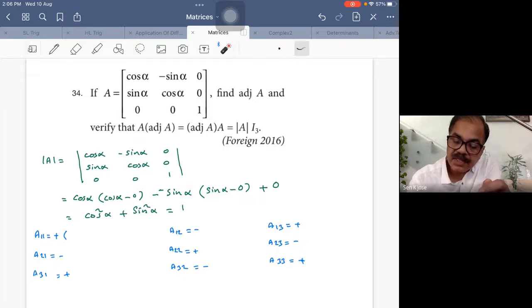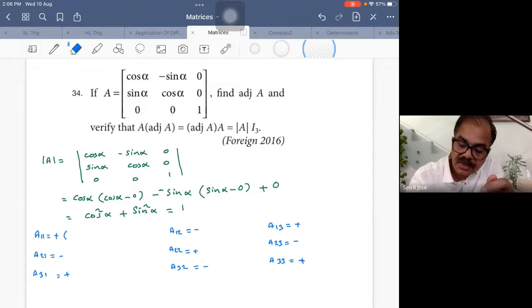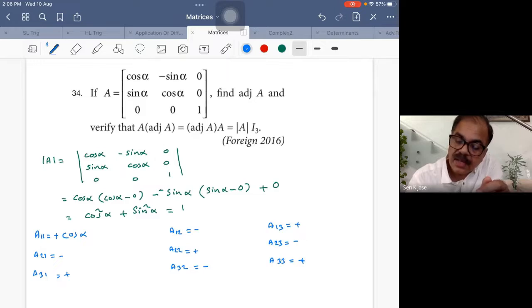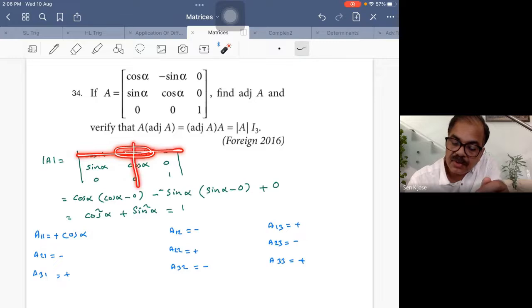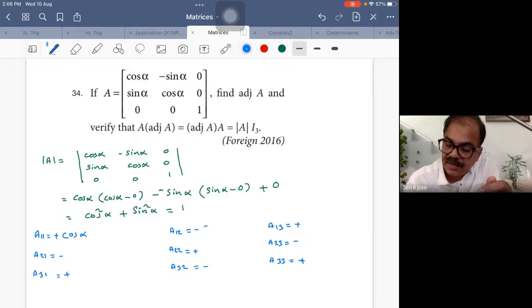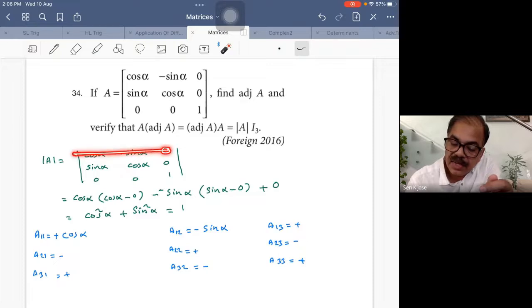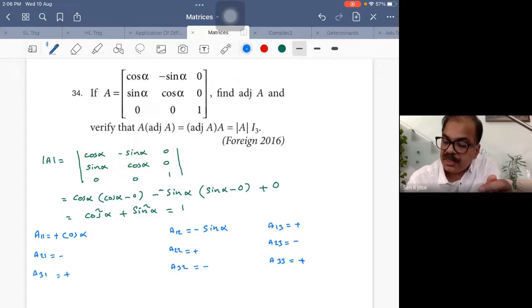A11, that's the element. Delete the row and the column. Cross multiply: cos alpha minus 0 is cos alpha. So I'm directly writing it. It's going to be just cos alpha. And for the next element, delete the row and the column. Cross multiply: sin alpha minus 0. So it's just sin alpha there. And for A13, that's the element. Delete the row and the column it contains. Cross multiply: that's 0 minus 0, 0. It's not that difficult. It works out quite simple.